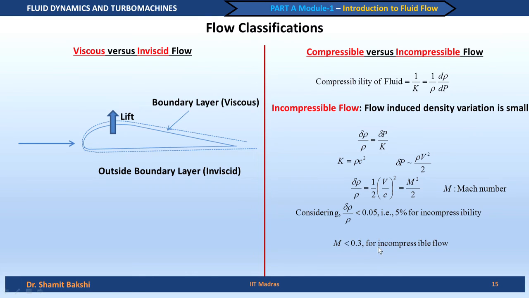So, this can be applied as a criterion. If you know the maximum velocity in the flow, and you know the velocity of sound through that medium, you can find out the Mach number, and if it is less than 0.3 you can simply use incompressible flow assumptions even for a compressible fluid. So, this is a second type of classification for flow, whether it is compressible or incompressible.